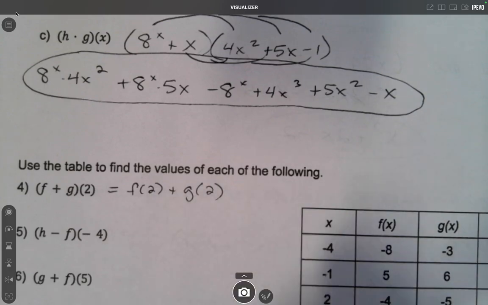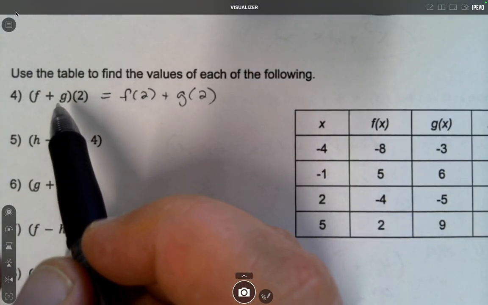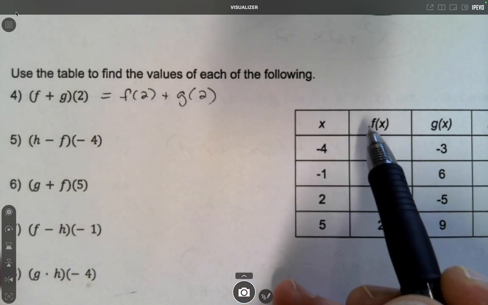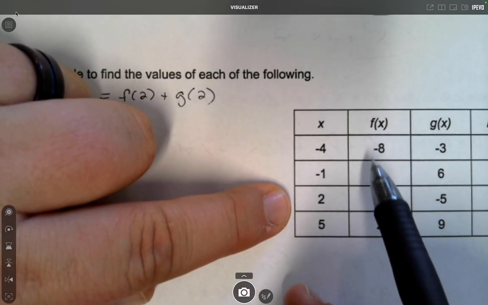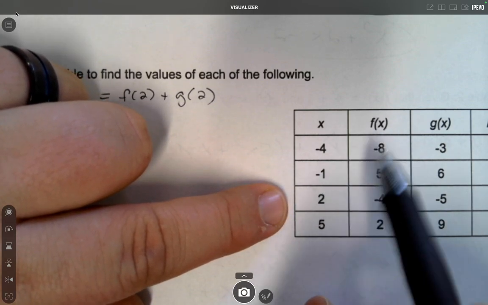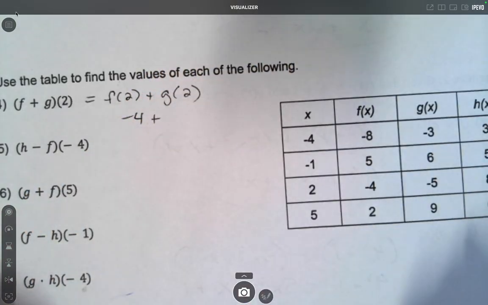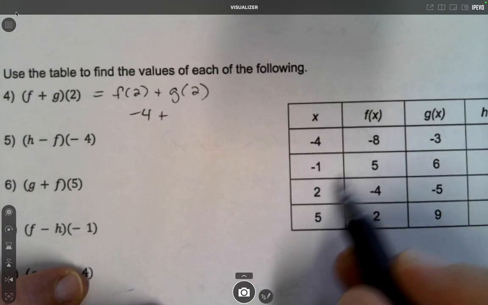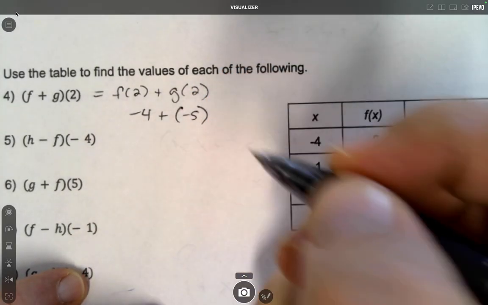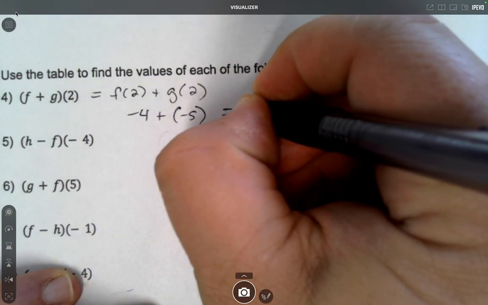So to figure out what f plus g is, we need to figure out what f of 2 is. So I look for f of x. I find where x equals 2. Where they meet is negative 4. So if we plug 2 into f of x, we get negative 4. If we plug 2 into g of x, we get negative 5. And negative 4 plus negative 5 is negative 9.